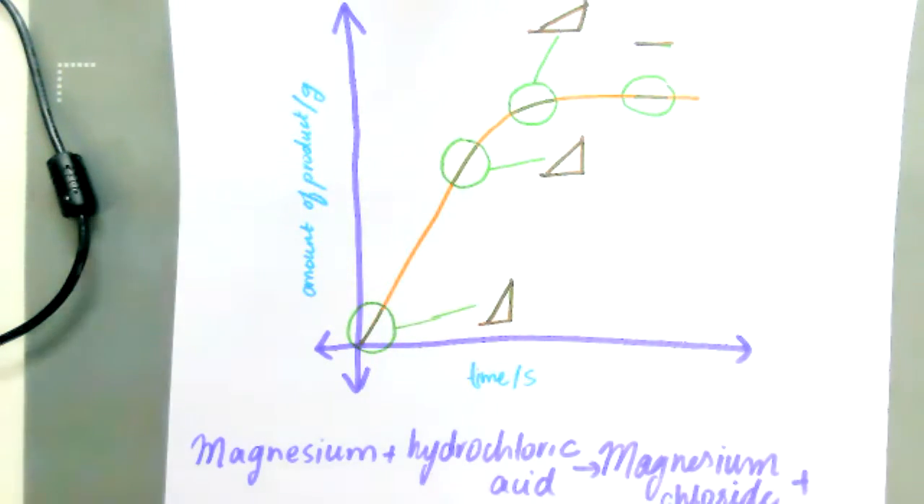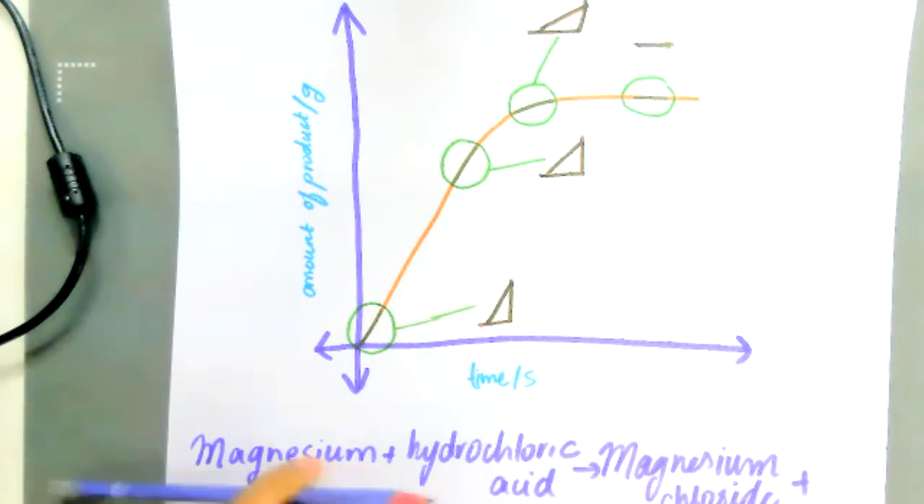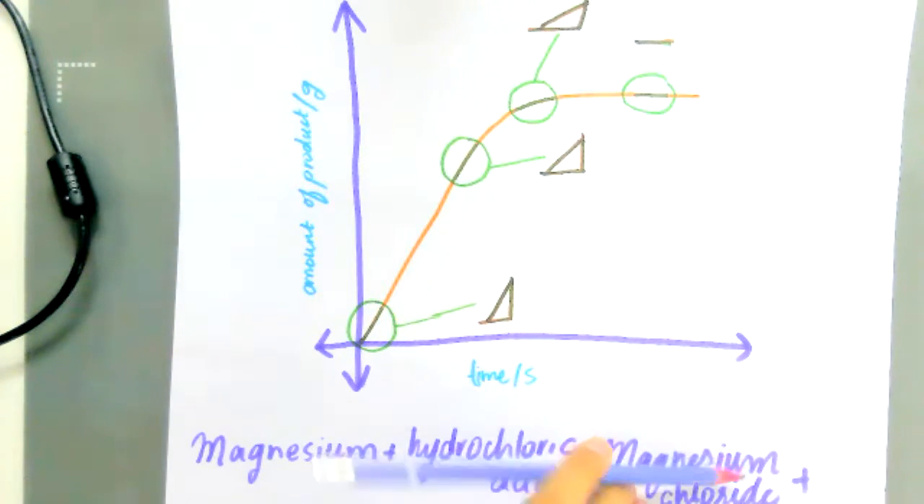So for this one, this is the first one, and this is between magnesium and hydrochloric acid to give us magnesium chloride and hydrogen. So as the reaction progresses, more of the reactants turn into products, and so the concentration of reactants decreases. And since this is just a one-way reaction, which means that only magnesium and hydrochloric acid can react together to give us magnesium chloride and hydrogen, and not the other way around. So this is just going in the forward direction.